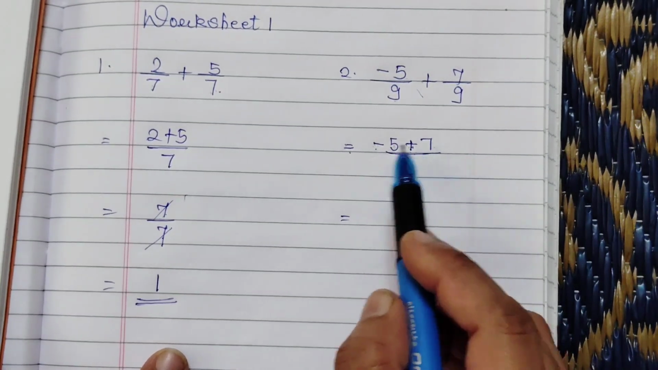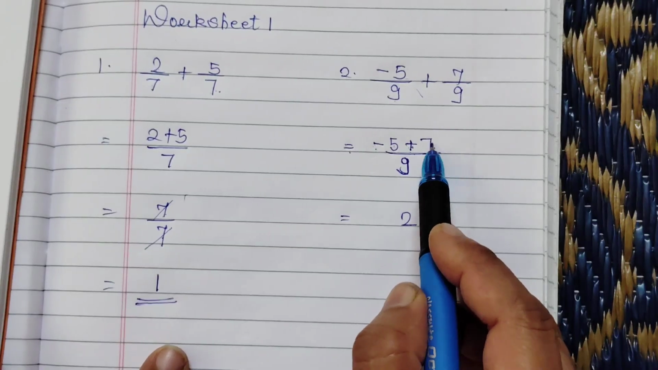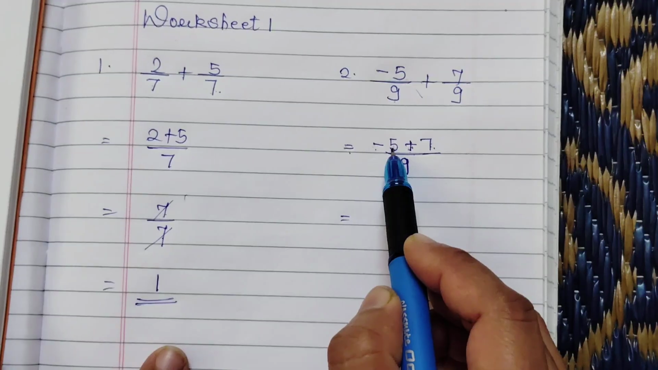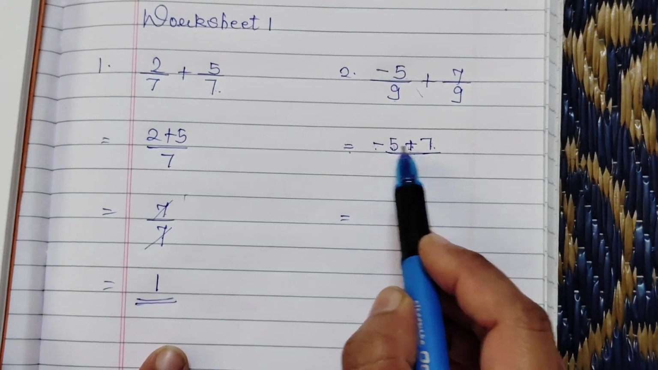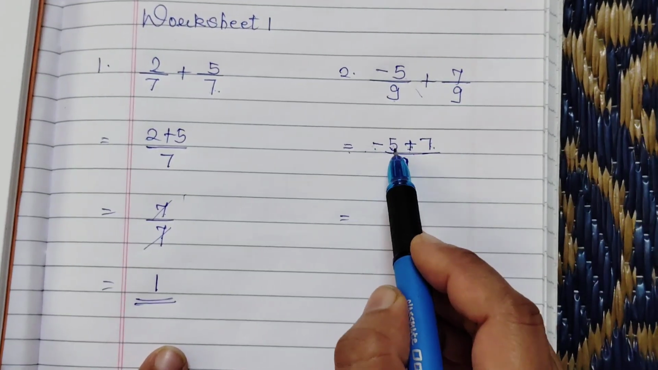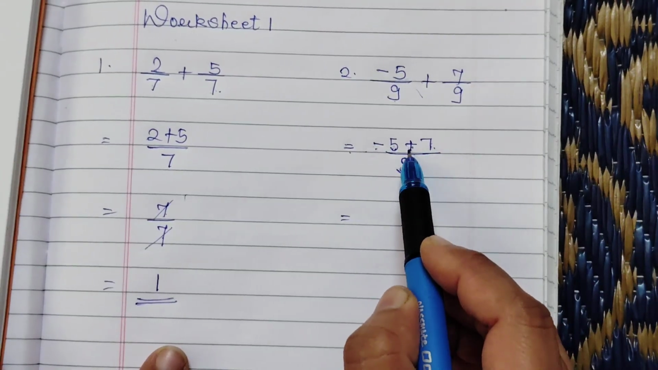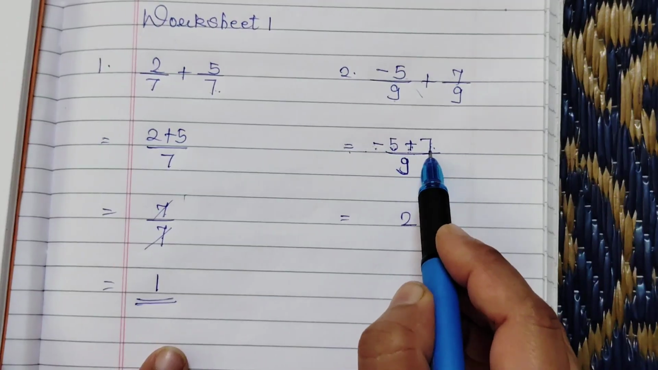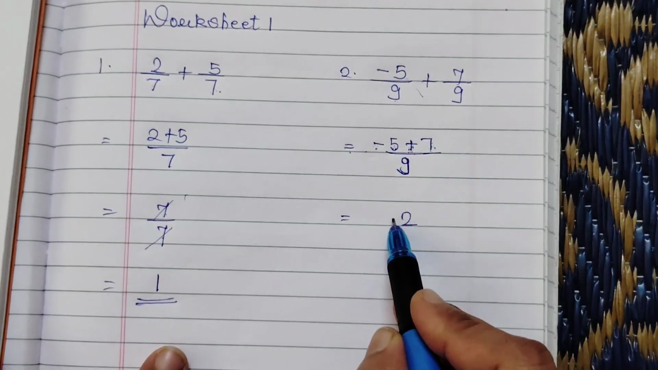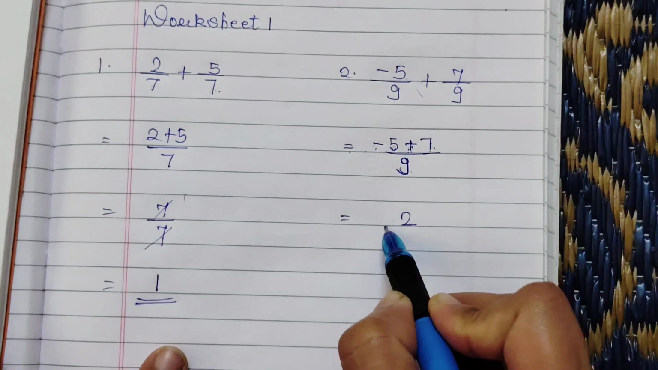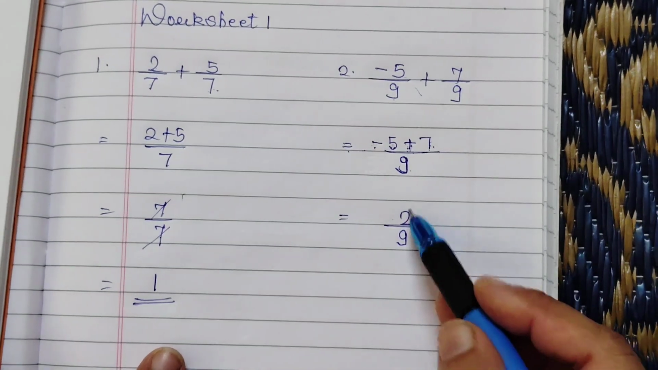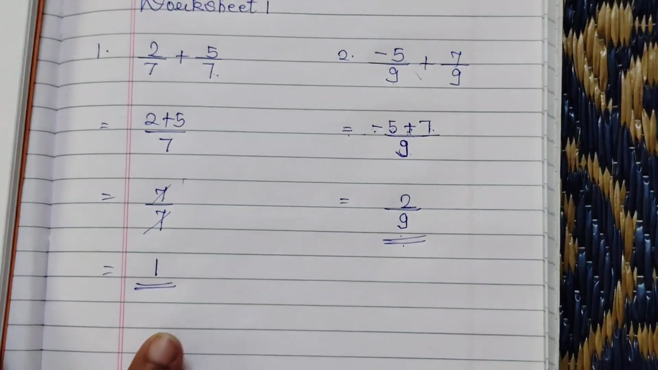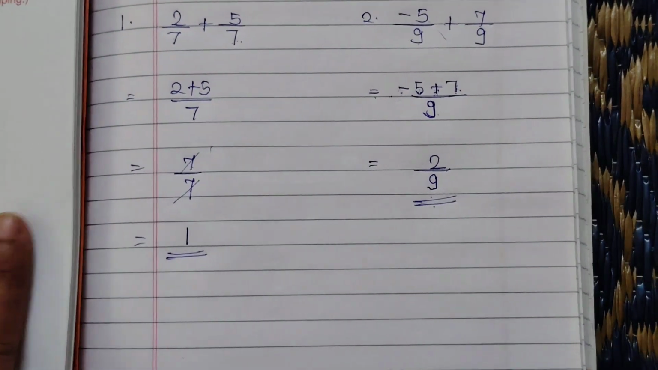Now in this 7 and 5, who is the bigger number? 7. And what is the sign of 7? Plus. The sign of 5 is minus, the one on the left side, and the sign of 7 is plus. So what sign will come here? The bigger number's sign will come. So 7 is the bigger number, its sign is plus, so it will be plus 2, and upon 9 we have. Further, we cannot reduce this number. 2 is a prime number, so we cannot reduce, so this is the answer. Next question.